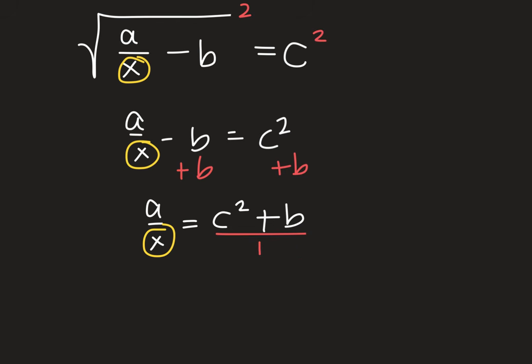And what I'm going to do to solve this is, as long as I do the same thing to both sides, this is a fair thing to do. And because I only have one fraction on each side, this is a fair thing to do. So what I'm going to do is I'm going to flip both of these fractions. So that's going to be my step here, is flip both fractions. And I'm going to rewrite this as x over a equals 1 over c squared plus b.